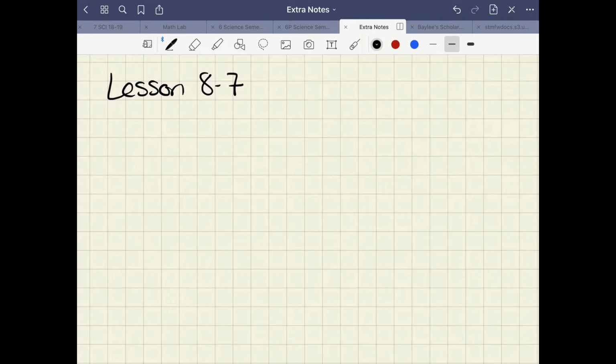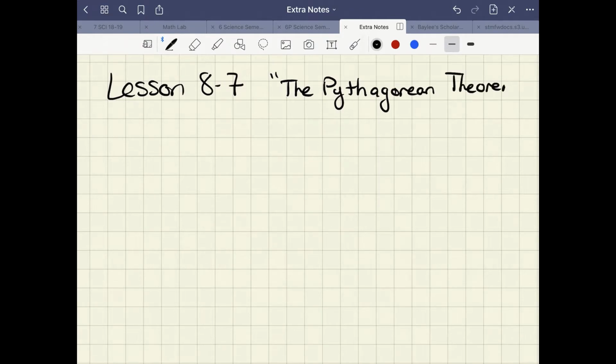All right, students, we're going to go ahead and begin lesson 8-7. This lesson deals with the Pythagorean Theorem. And this is one of my all-time favorite things to teach. So there was this dude named Pythagoras, and he was an ancient Greek mathematician, and he figured out this relationship for right triangles. So let's just quickly delve in here.